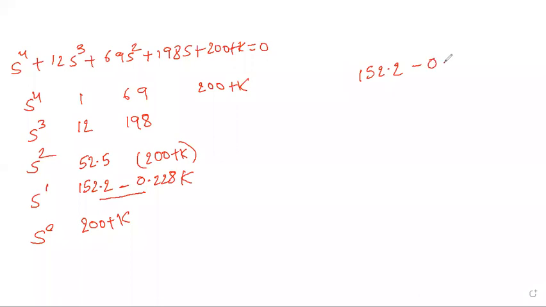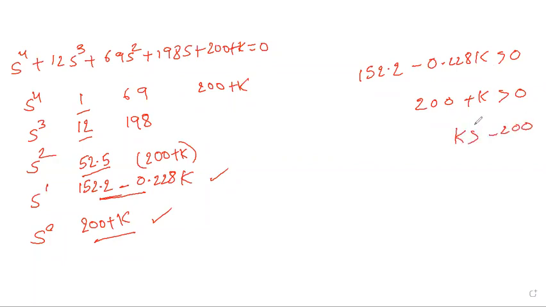So 152.2 minus 0.228K must be greater than 0. At the same time, 200 plus K must also be greater than 0. These two elements also must be greater than 0, and the other three elements are already greater than 0, no need to worry. So the s power 1 row element and s power naught row element must be greater than 0. So K greater than minus 200, one value.